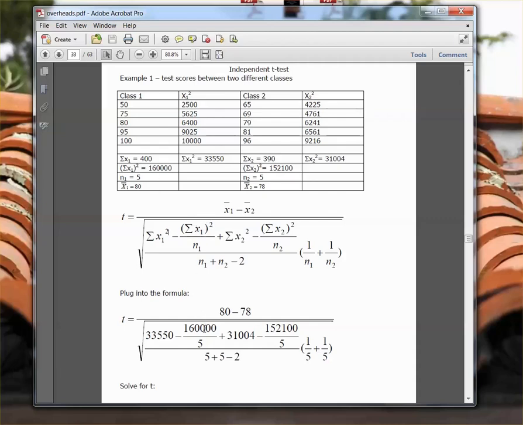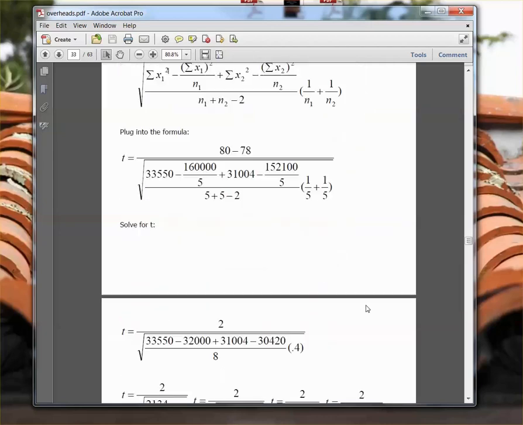And you do the same thing over here for the second group, right? And of course, n1 is 5, n2 is 5. We had 5 observations in each group, minus 2. 1 over n1, 1 over n2. And so now you just got to solve. So we're going to solve for t.